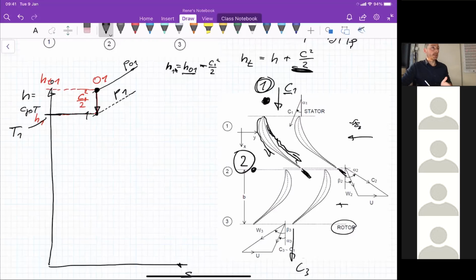I will increase entropy. My entropy will increase. Some of the energy in the flow will actually be just converted into an increase of entropy. So I go down somewhere this way.